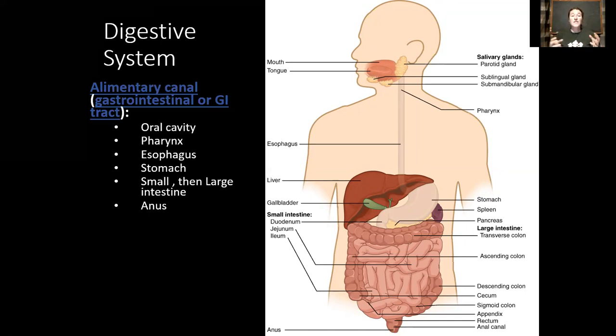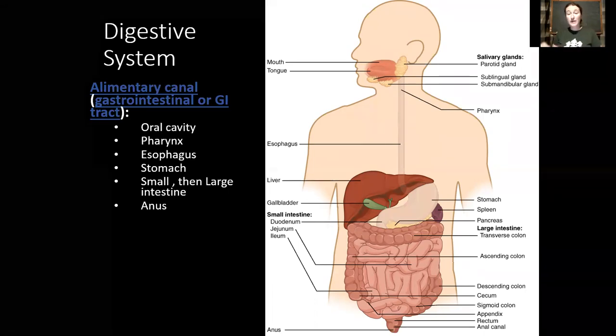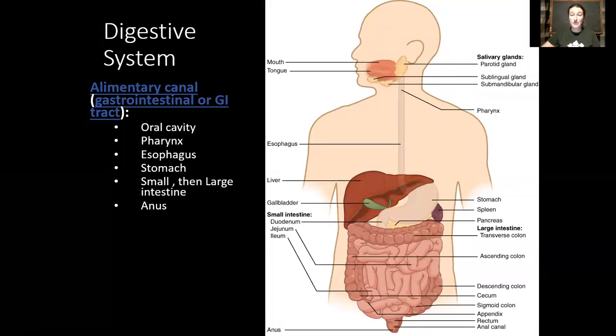We can call it the gastrointestinal tract, gastro meaning stomach, intestinal meaning intestines, or we can simply call it the GI tract. As you are studying and watching other videos, and even I will use all of these terms interchangeably. Just like we always do, I am going to follow the path of food from the oral cavity all the way until the anus. So let's very quickly walk through the different organs that are present within the alimentary canal.